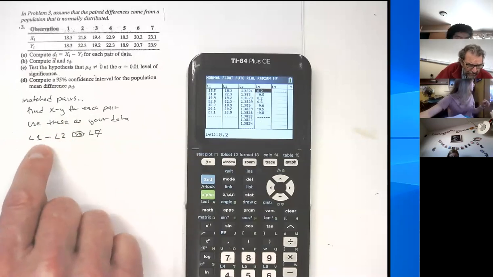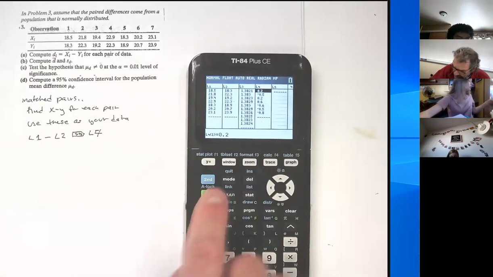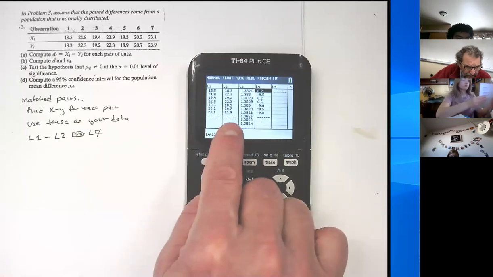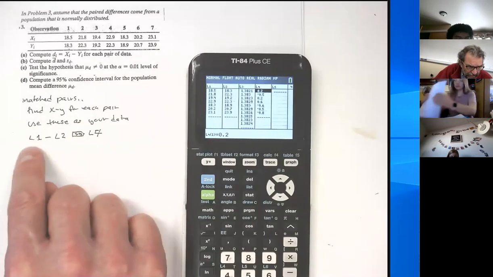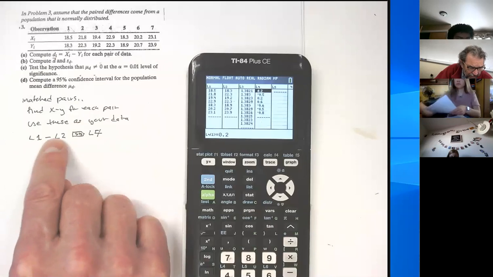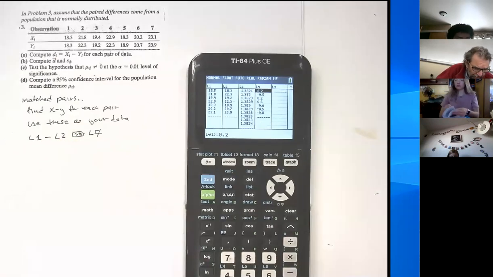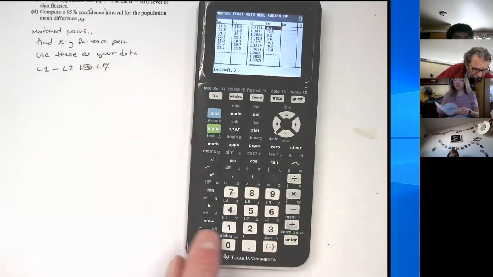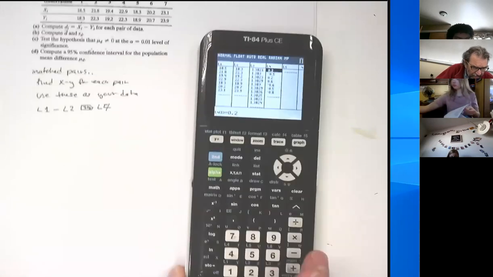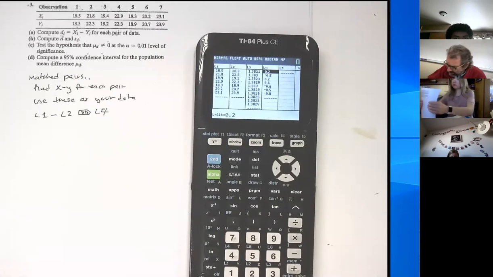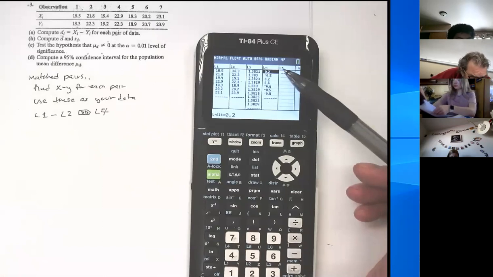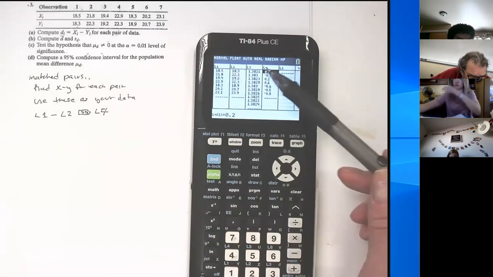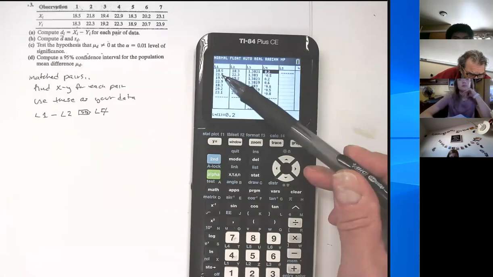The way to create them in the calculator is to put the x's and y's in the two lists, and then type the list the x's are in minus the list the y's are in, and store that with the little arrow. The arrow's down here above the ON button. Store that in list 4. I've done that. We have here in list 4 the differences. So 18.5 minus 18.3 is 0.2, and down we go.